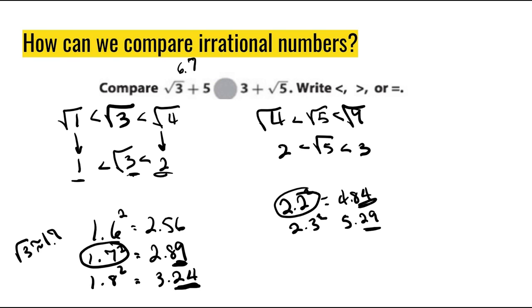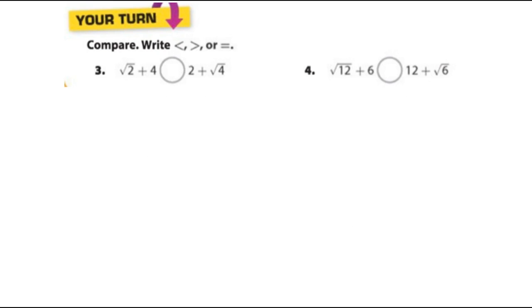So that means I have 2.2 plus 3, because I still have to add 3 to it, and I get 5.2. Now I'm just comparing a decimal, 6.7 and 5.2. And we know that 6.7 is larger, so we say the square root of 3 plus 5 is greater than 3 plus the square root of 5. Take a second, pause the video, try your turn, and then come back and check your answers with what I have.